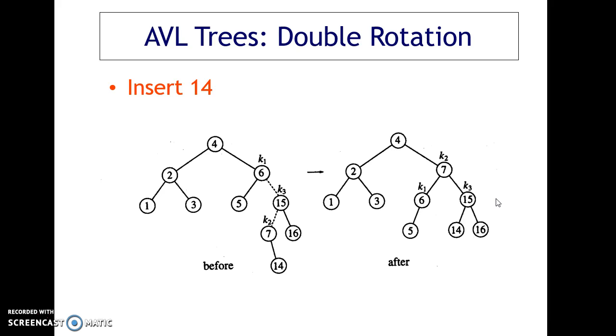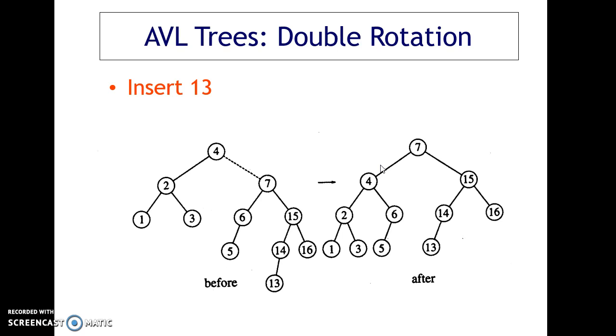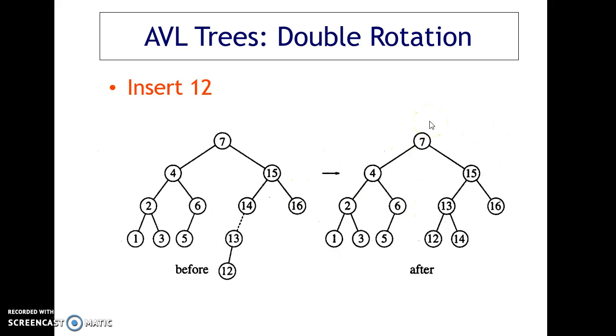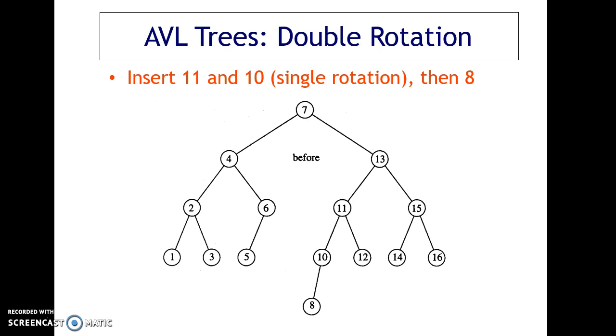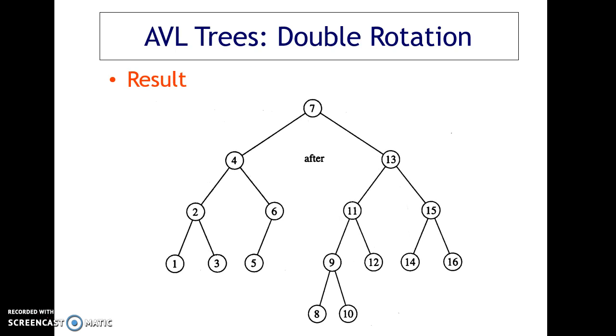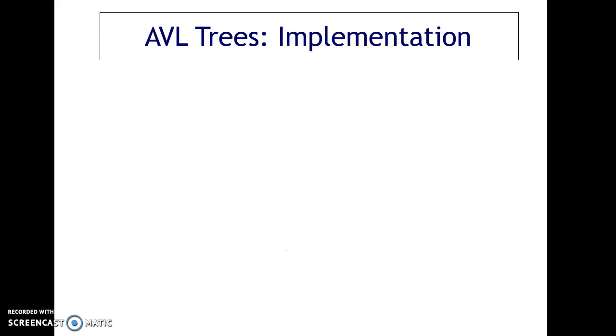After inserting 14, here also unbalance occurs, so I have to perform a double rotation. Like this, when I am inserting 13, here also it needs a double rotation. After performing the double rotation, the tree is balanced. Next I am inserting 11 and 10. For that case, it needs only a single rotation, then 8. Then the final tree will be like this. The tree is balanced. Thank you.